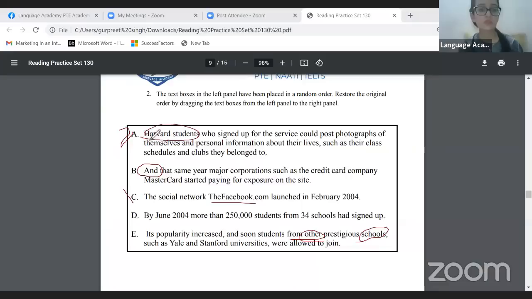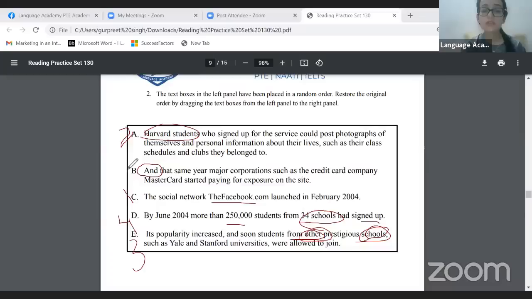Then its popularity increased and soon students from other schools. This is making continuation. First you talked about one school, Harvard, and then you said students from other schools such as Yale and Stanford universities were allowed to join. And then you keep on talking about students. By June 2004, more than 250,000 students from 34 schools had signed up. Because you were talking about students, you will finish the topic of students.